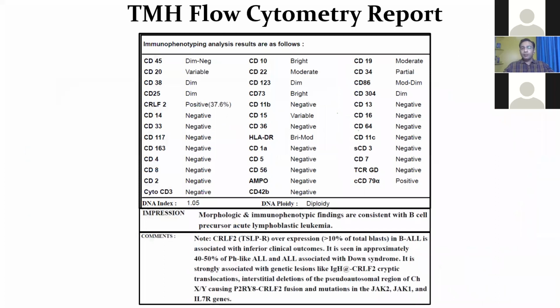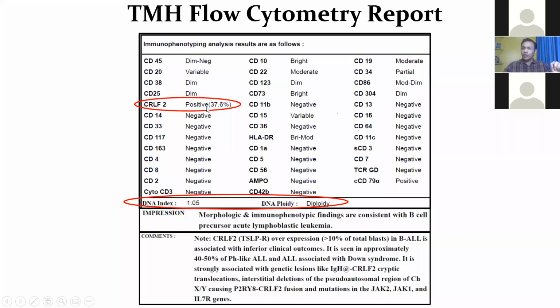And this is our report. For example, this is one example prototype of our report where we report all the levels of expression in terms of negative, bright, moderate, and everything. We also report DNA ploidy. You can see the diploid, and we also report CRLF2.